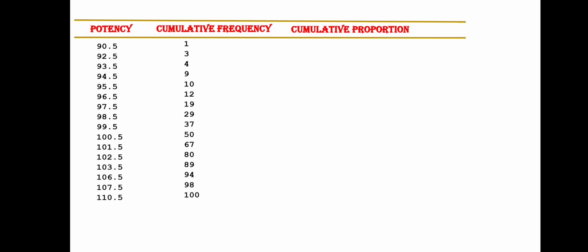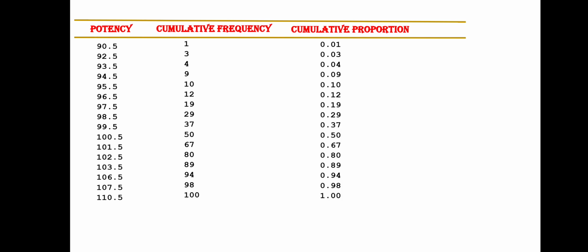We can either write cumulative proportion or cumulative percentage. It is the value equal to or less than a given value of potency. It is calculated for each specified value of the potency. Like if you are adding about cumulative proportion, so the last should be 1.